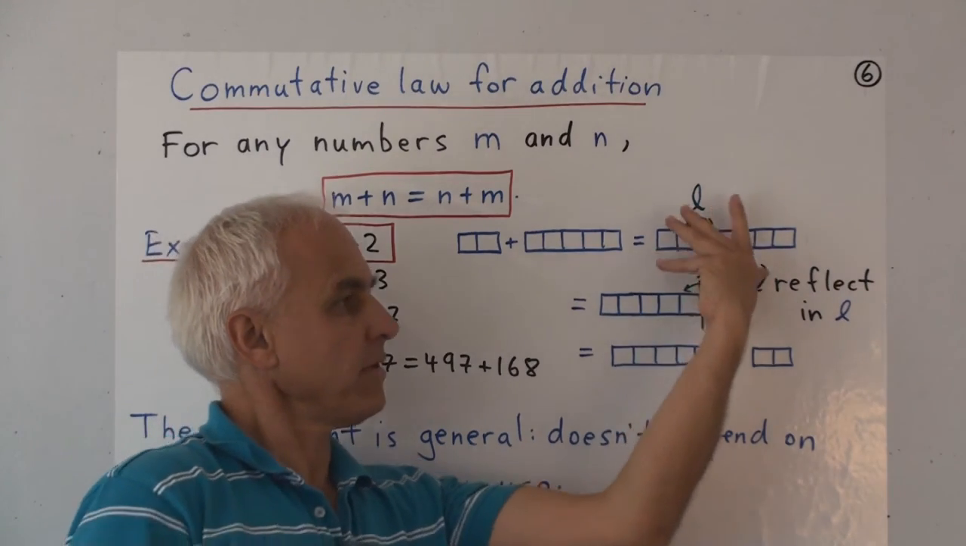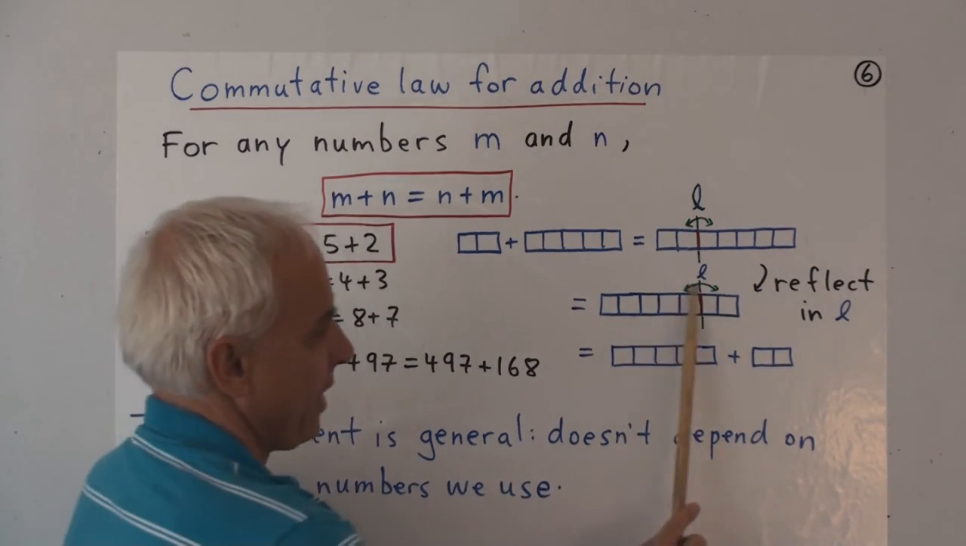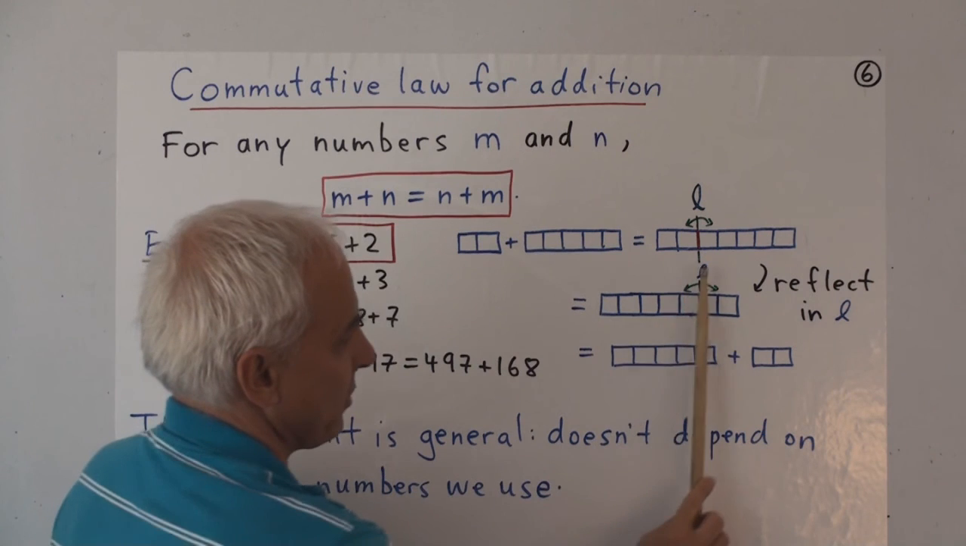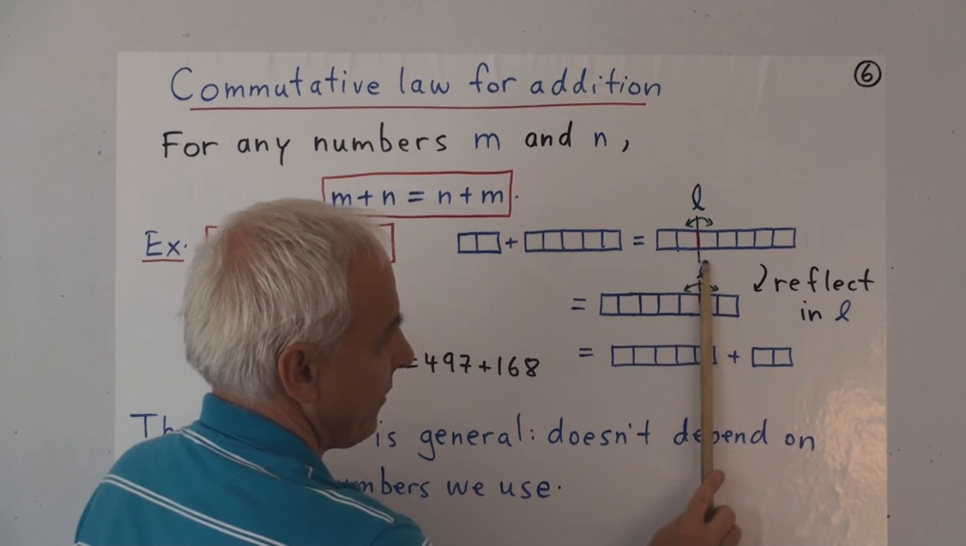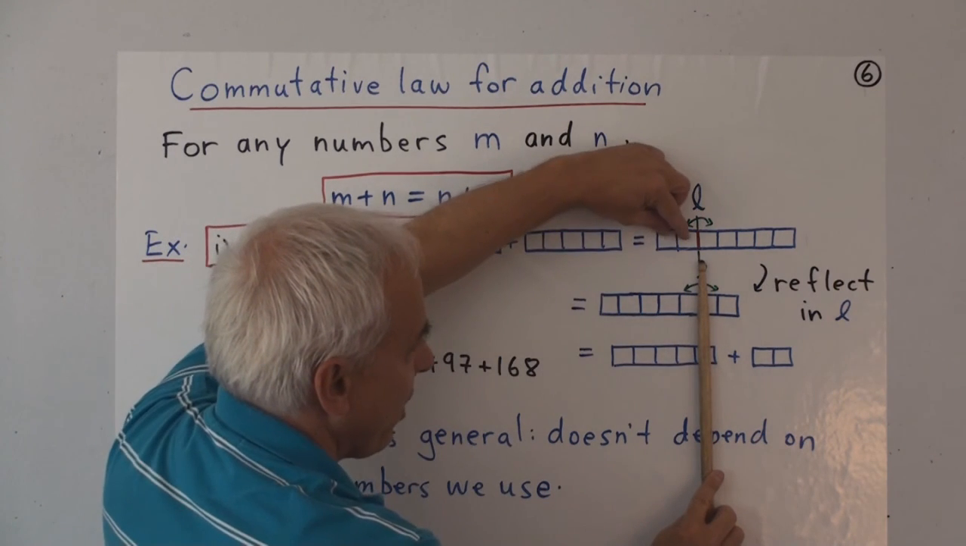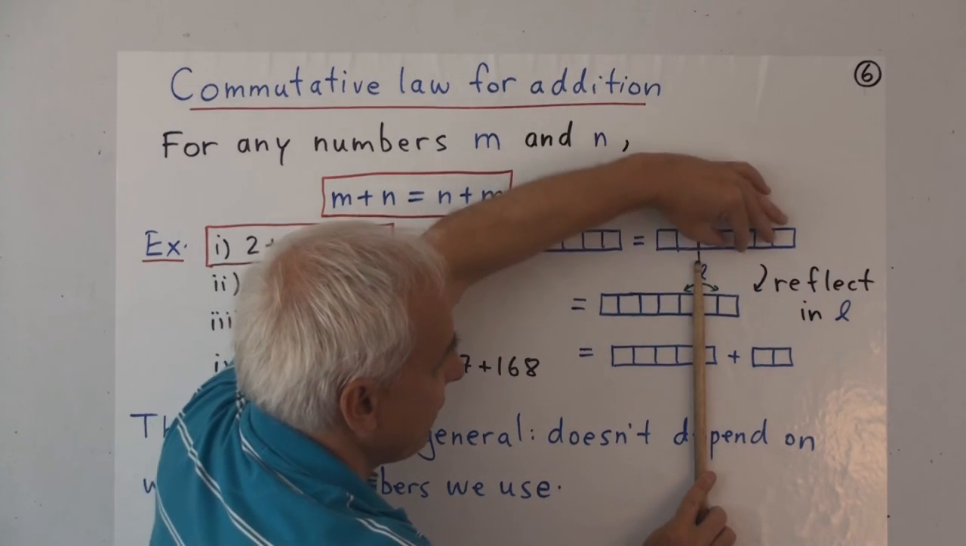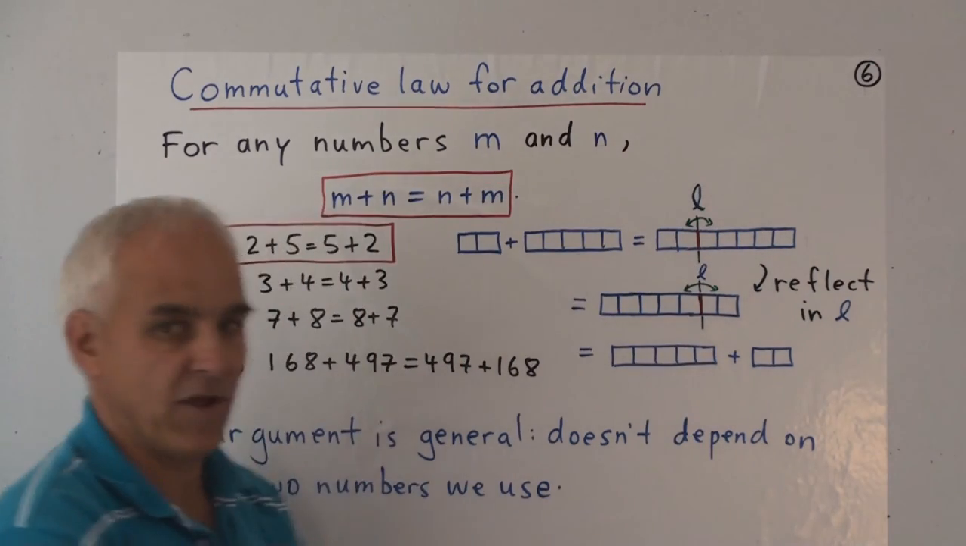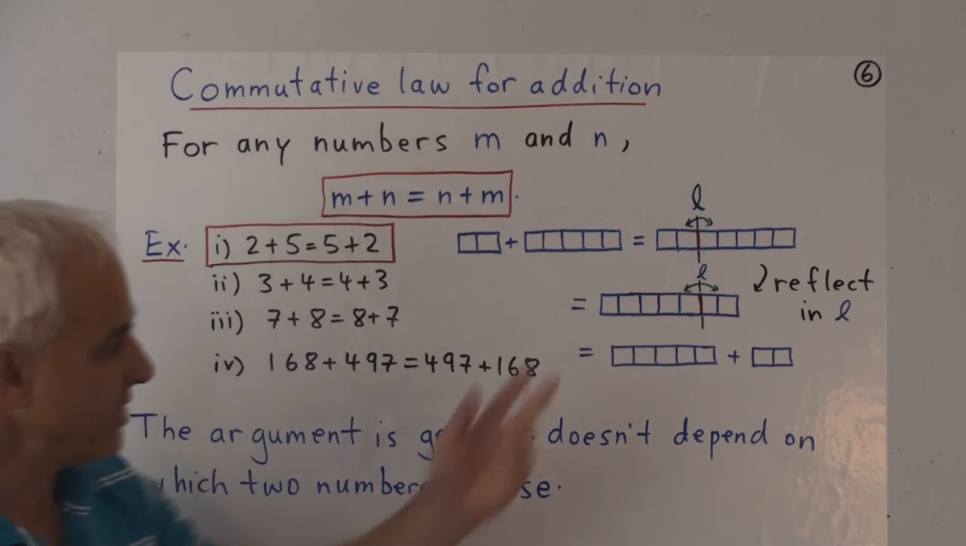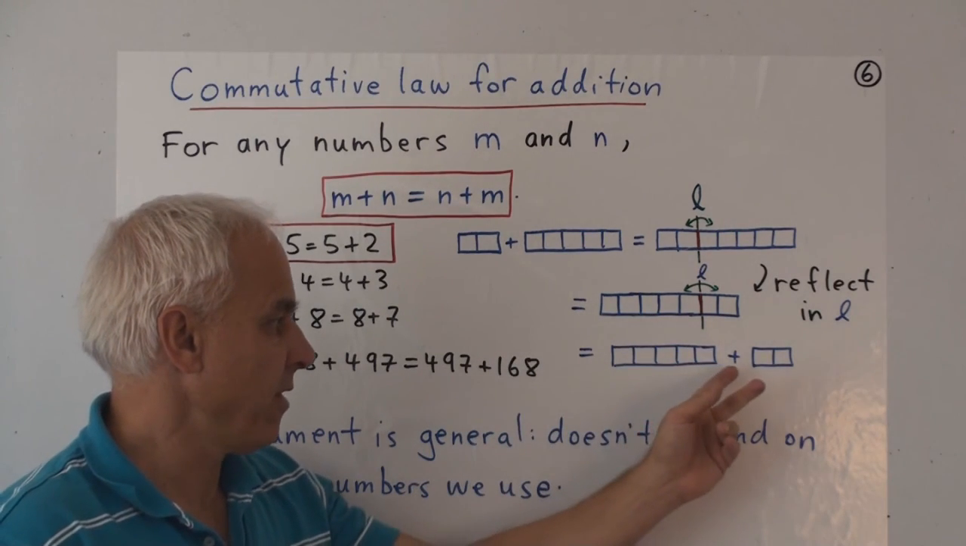Well, it just gets flipped over. There's the result of that flipping over. So there's the line where we've reflected. So the 2 that were on this side are now 2 on this side, and the 5 on this side get moved into 5 on this side. And we see now that that's really the same as 5 plus 2.